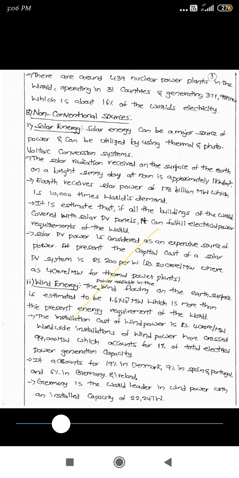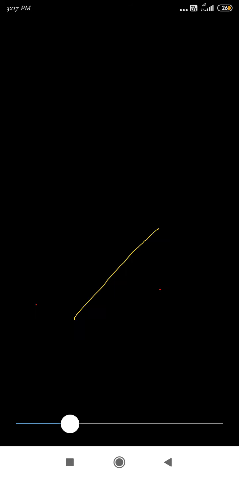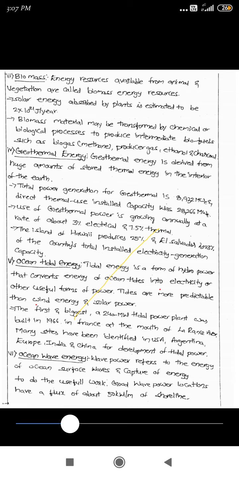These non-conventional sources are renewable energy sources that we have already discussed: solar, wind and tidal. The input material is available free of cost for these non-conventional sources. Each of them depends on solar energy, wind energy and tidal energy, and whatever has a free-of-cost input is automatically treated as a non-conventional source. Okay, so until now we have discussed solar, wind and tidal.